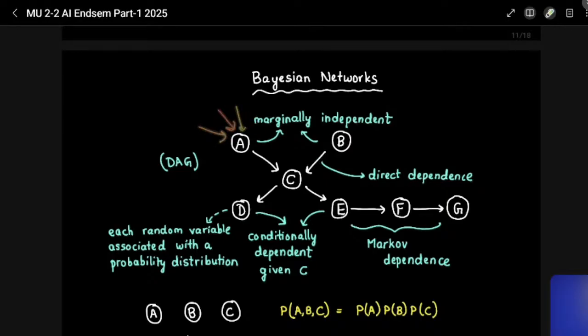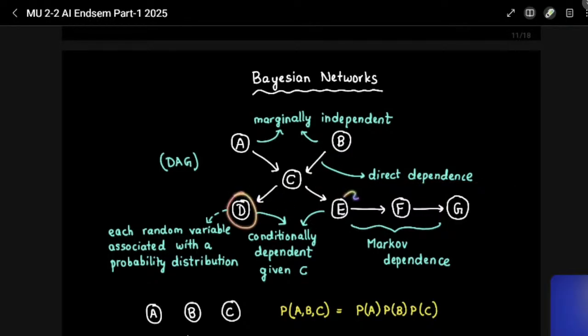So those random variables, they're marginally independent. They are just there. Nothing causes it. It is independent. If you look at the diagram, you'll understand. And then there will be some other variables that will be in between. So C is dependent on A and B, and D is dependent on C, E is dependent on C. So these arrows represent direct dependence.